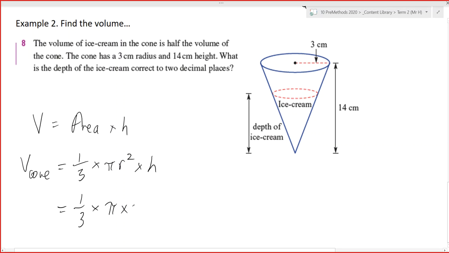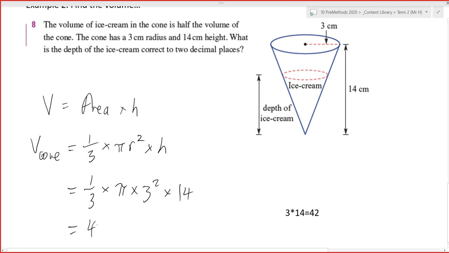So the radius is 3 and the height is 14, and the volume is 42 pi. The reason I'm doing that is because that's an exact value. And I'm going to do some more converting, so I need to have the exact value, as in I don't want to round just yet. So remember last time I said don't round until the very end. The volume of the ice cream is half the volume of the cone.